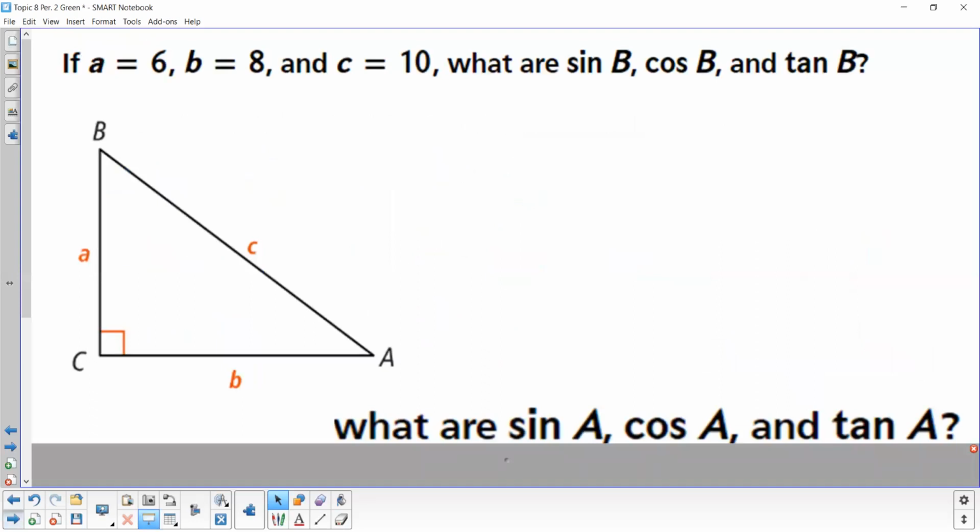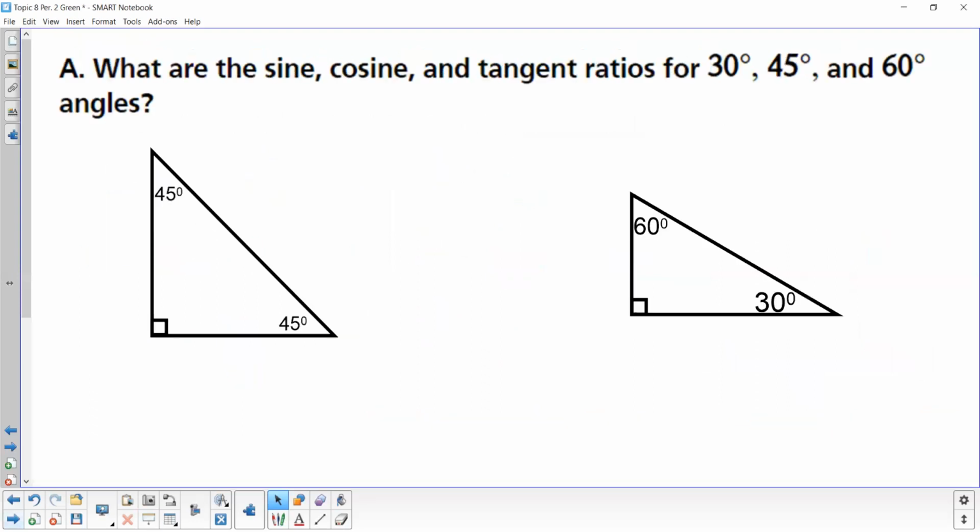All right, I'm over this. Let's keep moving here. I don't even want to deal with special right triangles right now.